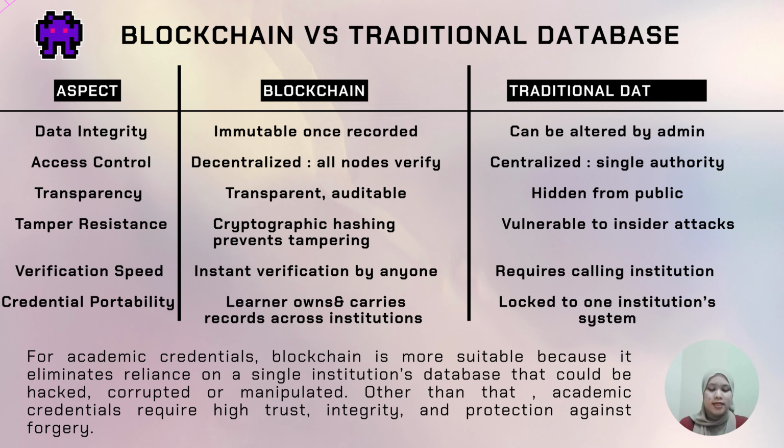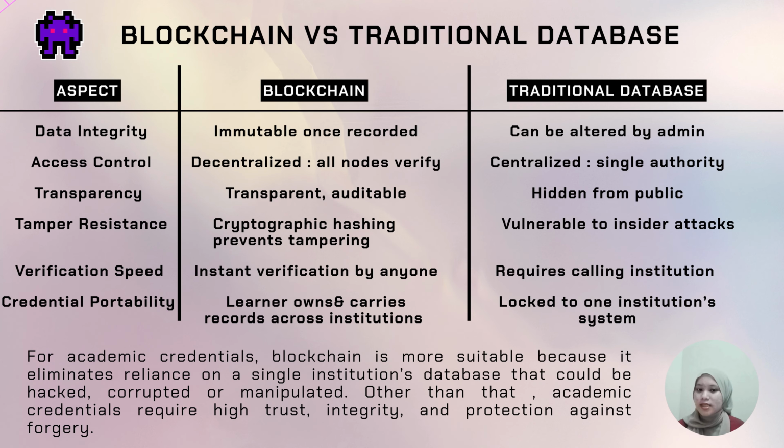Now, let's compare what the actual difference is between storing academic credentials on a traditional database versus on a blockchain. So if you look at the table, I've broken it down across six key aspects. Starting with data integrity, in a traditional database, an admin could technically go in and change a record. But in blockchain, once it's recorded, it's immutable. It cannot be changed. For access control, traditional databases are centralized, meaning one authority controls everything. Blockchain is decentralized, where all nodes in the network verify every transaction. For transparency, traditional databases are hidden from the public, but blockchain is transparent and fully auditable.